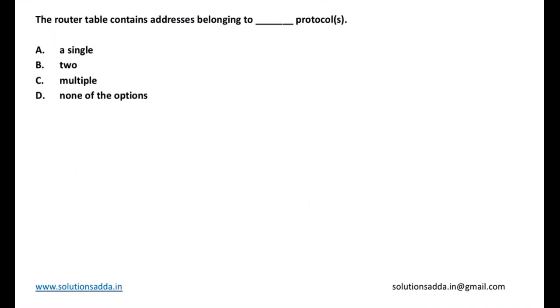This is a question from computer networks. The router table contains addresses belonging to dash protocols. Options are single, two, multiple, or none of the options. So this is a pretty straightforward question and the correct answer for this question is single. The router table contains addresses belonging to single protocols. So basically there are two kinds of routing protocols.